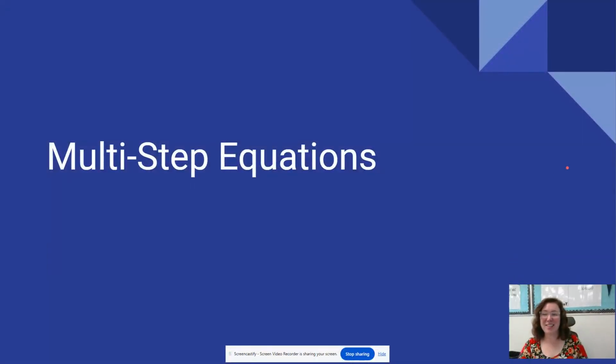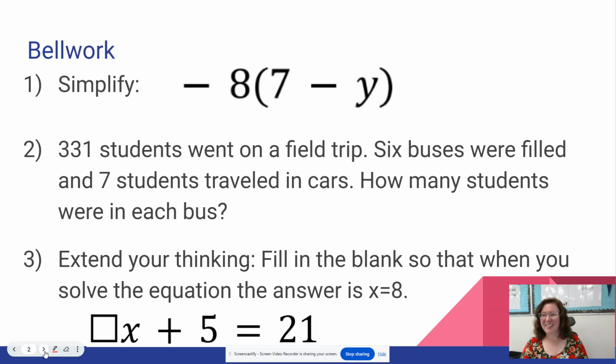Hi, today we're going to talk about multi-step equations. So first we start with our bell work.